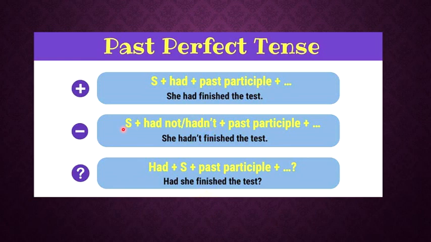So subject, had not or hadn't, you can write in contracted form, plus past participle, that is the third form of your verb. Okay. So she hadn't finished the test. Again, interrogative means you have to put your helping verb before your subject. Right. So had she finished the test? Now here you should understand that whatever your subject may be, singular or plural, it can be I, you, we, they, it, he, she, any name. Helping verb is always had. Okay.